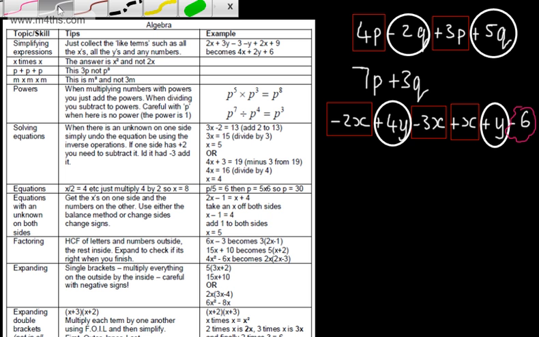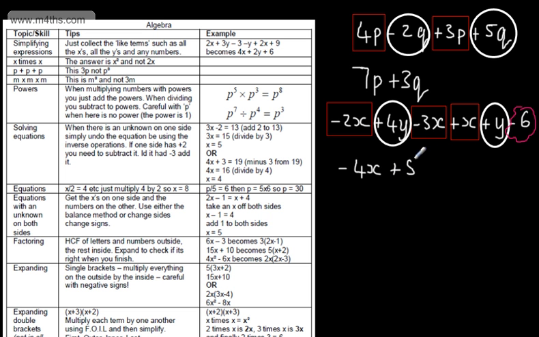So what we can do now is the following. Minus 2x minus 3x plus an x. Well, minus 2x minus another 3x gives me minus 5x plus 1x. That's going to give me minus 4x. I've got plus 4y plus another y. That's going to be plus 5y. And then we simply subtract 6. So I'm collecting like terms.